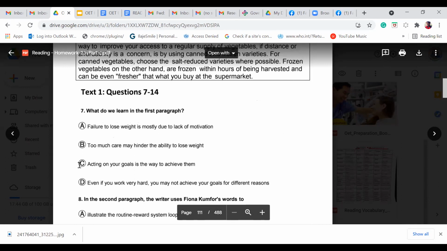If you agree with me, type C in the chat box. If you don't agree with me, type in your own chosen answer and tell us the reason why you feel that is the answer.